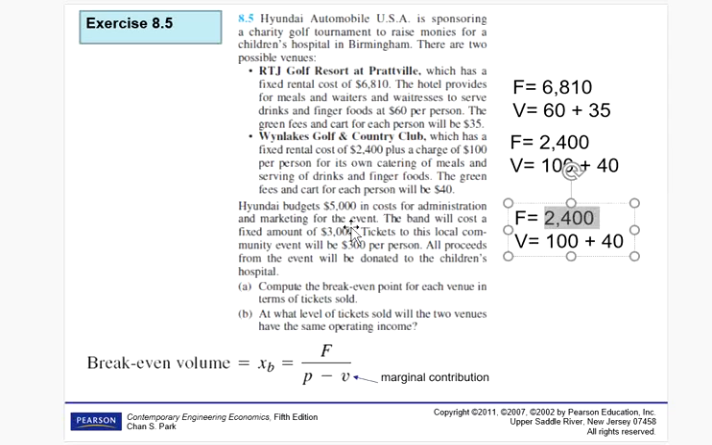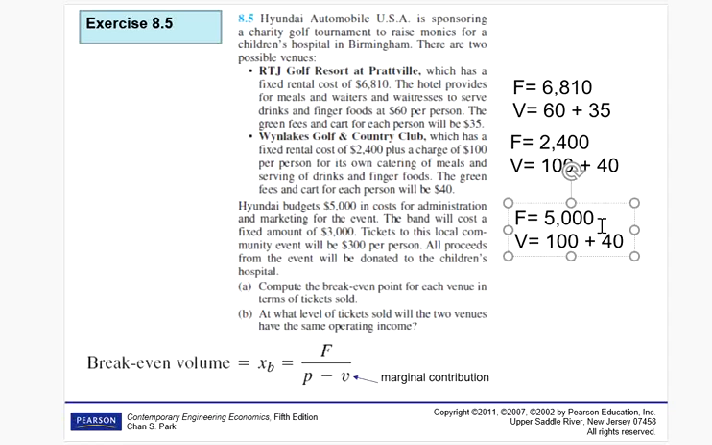Now Hyundai budgets 5,000 in cost for administration and marketing for this event. For this event, it is 5,000. This is independent of these two. This is another fixed cost incurred by the host who is arranging this event, right? Also they have another for a musical band, which is another F, which is 3,000.